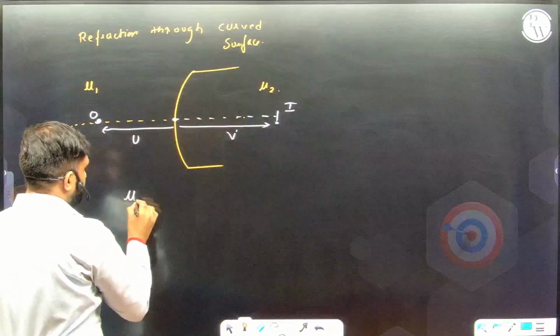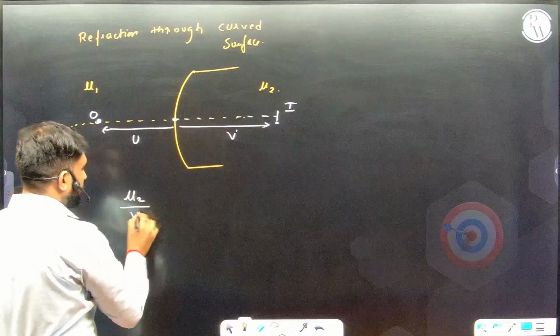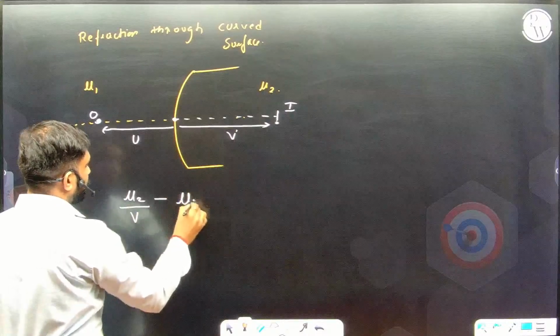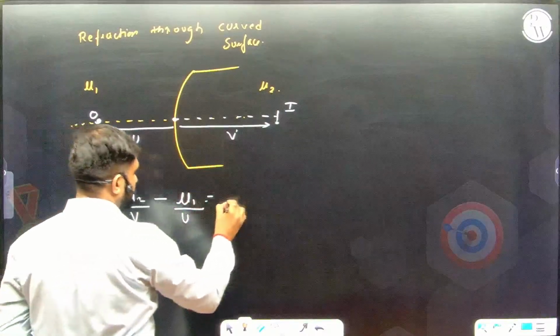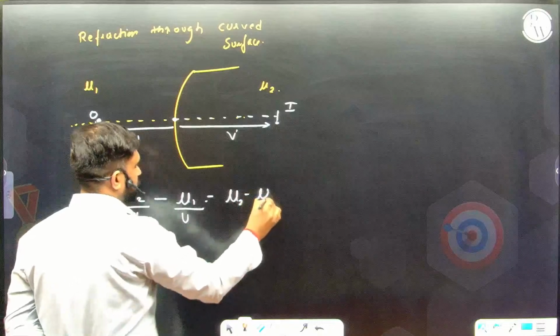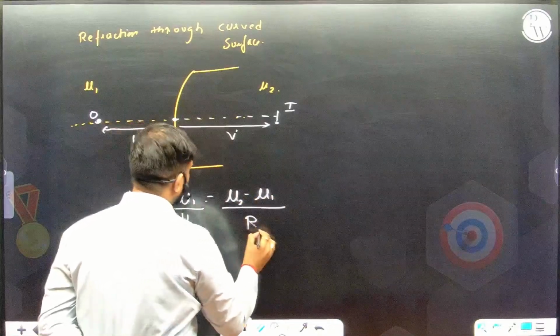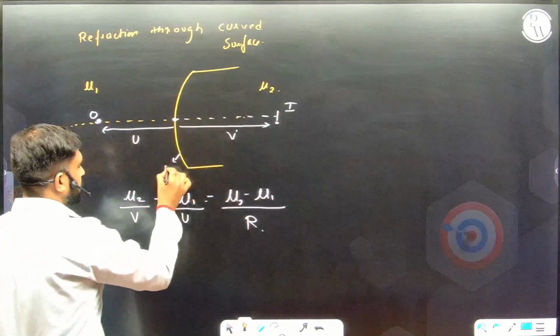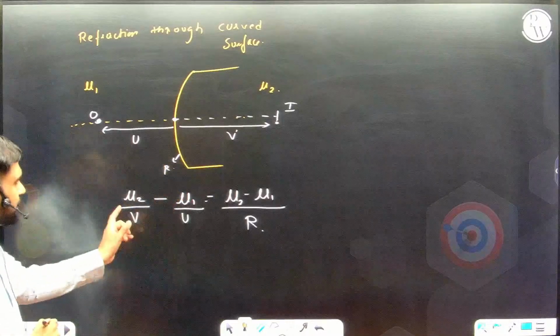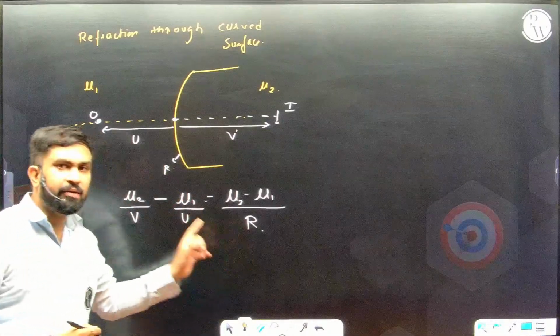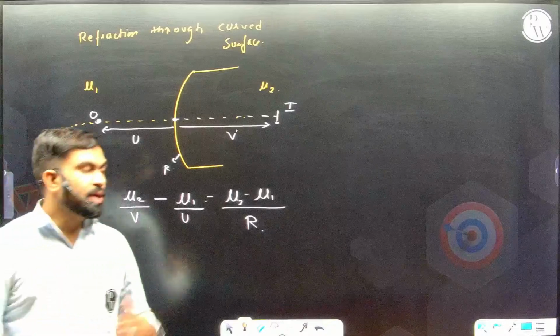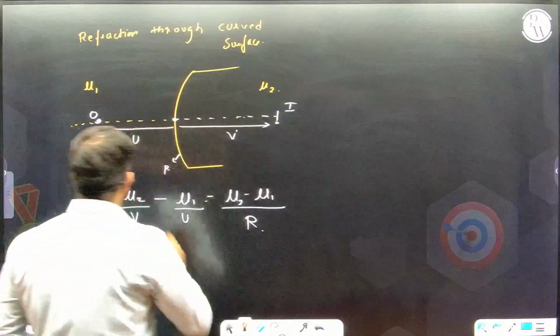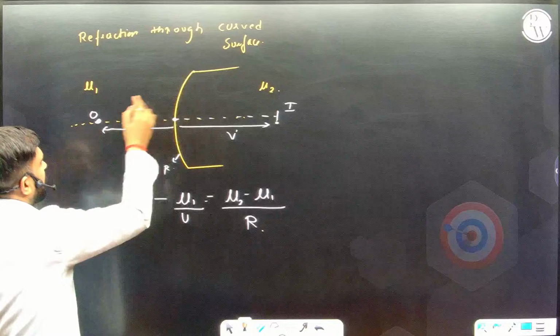So we write mu2 upon V minus mu1 upon U equals mu2 minus mu1 upon the radius of curvature of the boundary. This is the boundary. Here again remember that we need to keep everything with proper signs. What are the signs? We say that if this is the object and this is the boundary, then incident ray will be this.